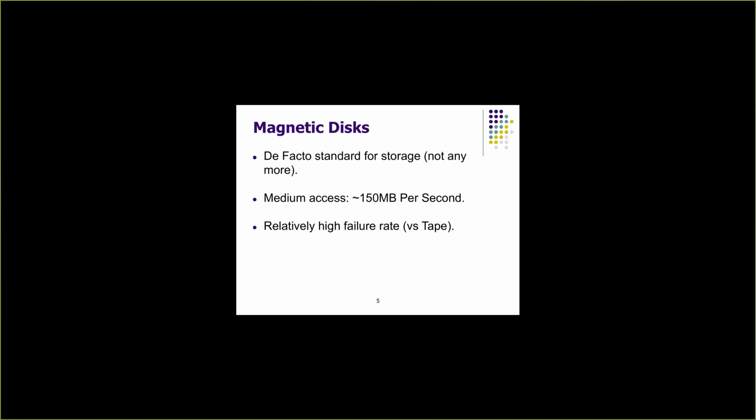The next technology we'll look into is magnetic disks. So magnetic disks are quite popular. These were the de facto standard for storage in most systems: on laptops, on desktop systems, servers, everywhere. However, they are slowly being replaced by flash storage, but magnetic disks had their time. And they have a relatively high access rate, around 150 MB per second. However, this rate has also improved with different technology.